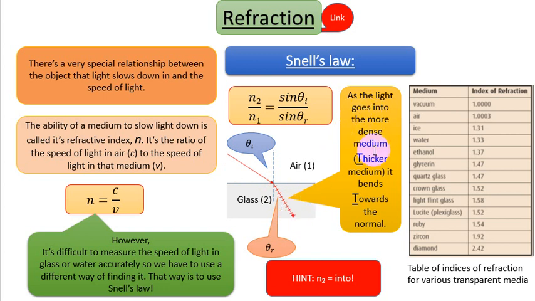As the light goes into a more dense medium, it bends toward the normal line, so the refracted angle is less than the incident angle. When it travels from a denser to a less dense medium, it is bent away from the normal line. The ability of the medium to slow light down is called the refractive index.